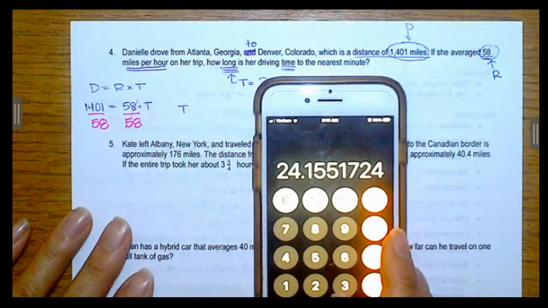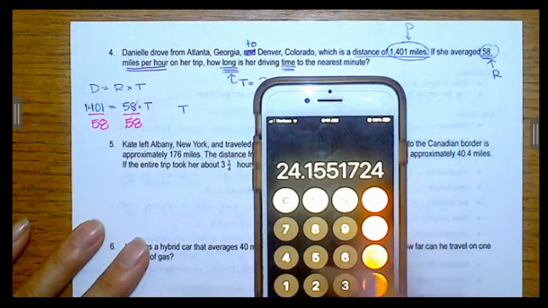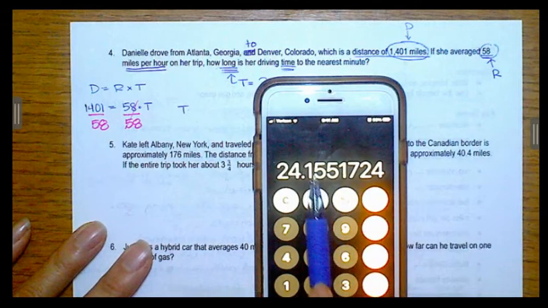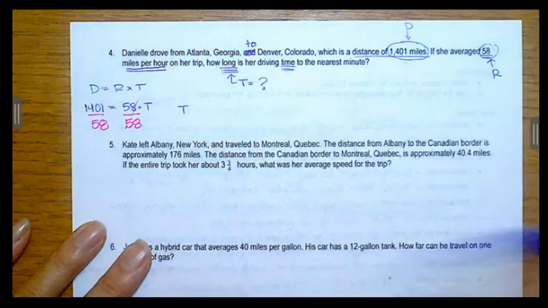Okay, so I'm getting 24.155. I'm going to round it to the tenths place, so that would be here, except I need to look at this 5. It's telling me to round the 1 up, so I'm going to use 24.2.